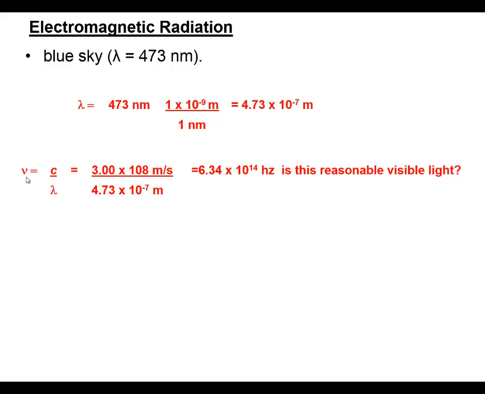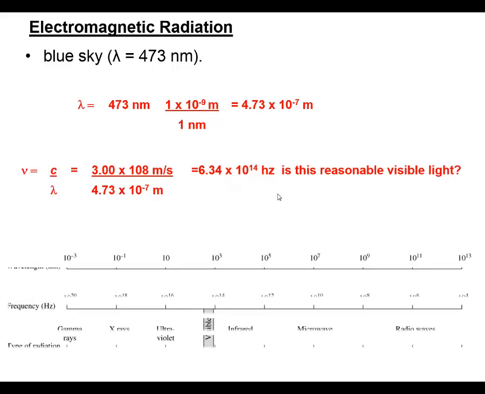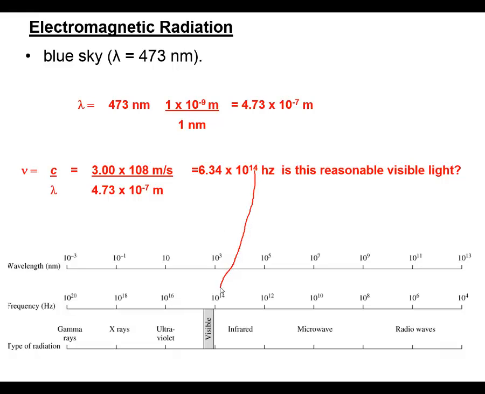Now my frequency of the electromagnetic radiation from the blue sky will be equal to my speed of light, 3.00 times 10 to the 8th meters per second, divided by 4.73 times 10 to the negative 7th meters. That gives me a hertz, or frequency, of 6.73 times 10 to the 14th hertz. Let's see if that would be reasonable for visible light. So let's take a look at that. Here's 10 to the 14th. We're a little above that because we're at 6.34 times 10 to the 14th hertz here for the visible range of my spectrum. Okay.